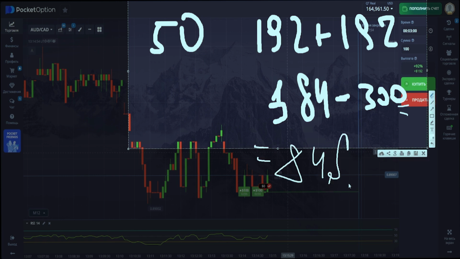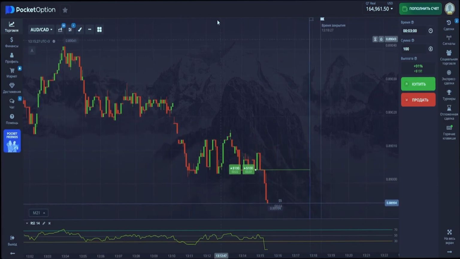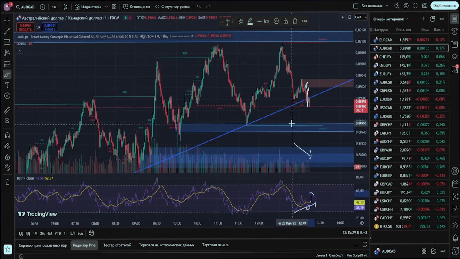The final profit will be $84, which is also quite good. At the current exchange rate, that's more than 6,000 rubles, about 6,500 rubles. And in any case, for such a short amount of time, I think that's very decent money. And as you can see, after we entered, we're breaking through.